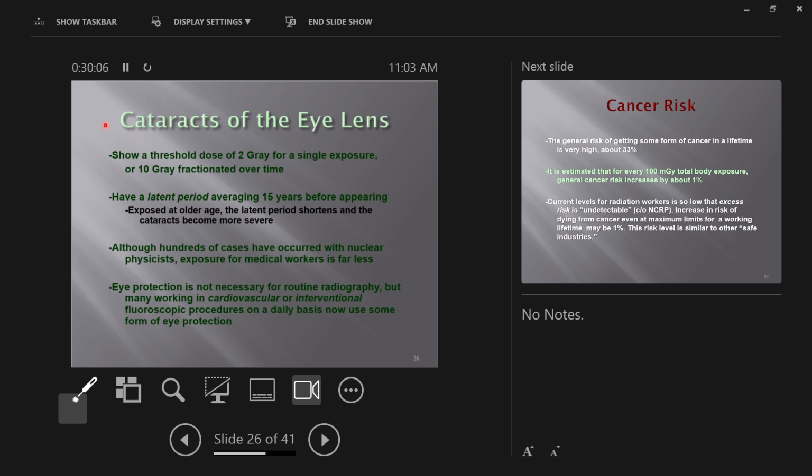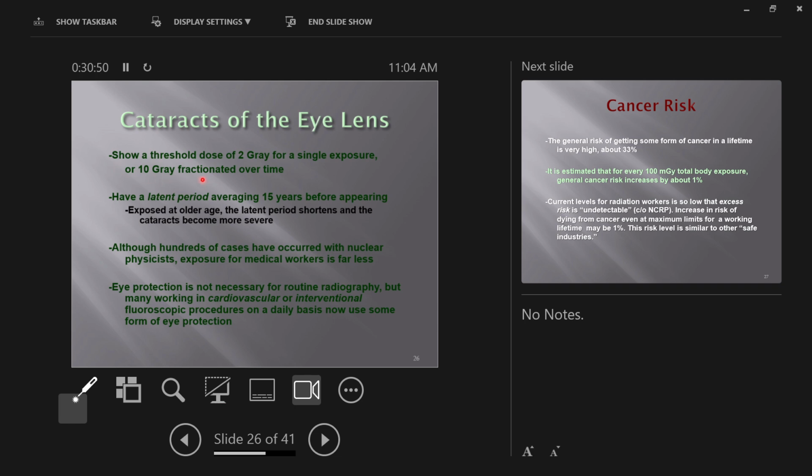Our next effect is cataract. Cataract is a clouding of the lens of the eye. It shows a threshold. So this is one of those exceptions. There's been a few exceptions today. Remember, late effects are mostly stochastic, mostly non-threshold and linear. This is an example of a late effect, doesn't happen for years, 15 years down the line, that does demonstrate a deterministic threshold. So threshold is 2 gray for a single exposure, 10 gray if fractionated.